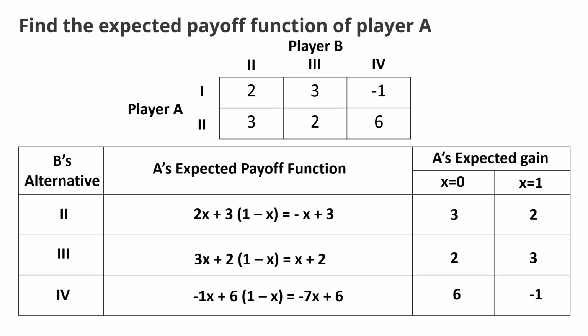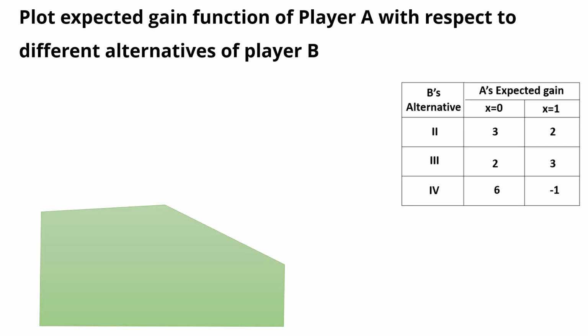Now let us plot the gain function of player A with respect to different alternatives of B. So these are the B alternatives, and these are A's expected gain. So we will plot the graph. If you plot the graph here, these are the B alternatives, and this is A's expected gain, which we have already discussed.